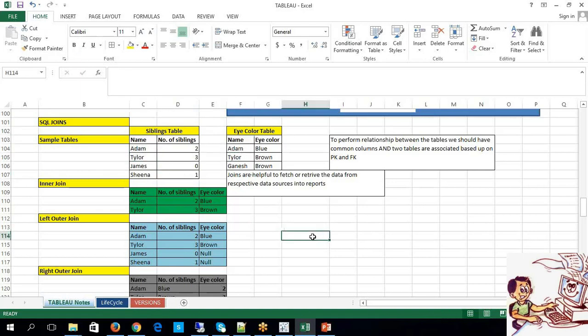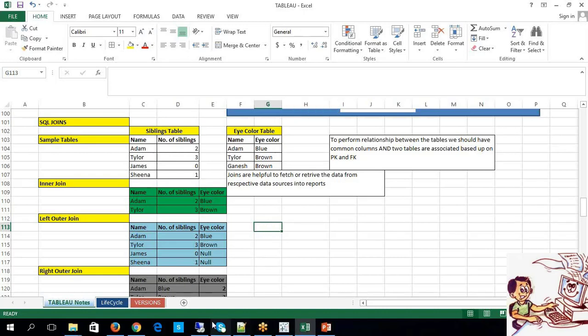Now tell me, what are the common values? Adam and Tyler. So Adam is having how many siblings? Two siblings. And Tyler is having three siblings. Fine. And what is the corresponding eye color? Blue and brown. Now you can ask me a question: then what about Ganesh? Because Ganesh's value is not common between these two tables. So inner join retrieves common values of common columns between the two tables. So this is the proof.